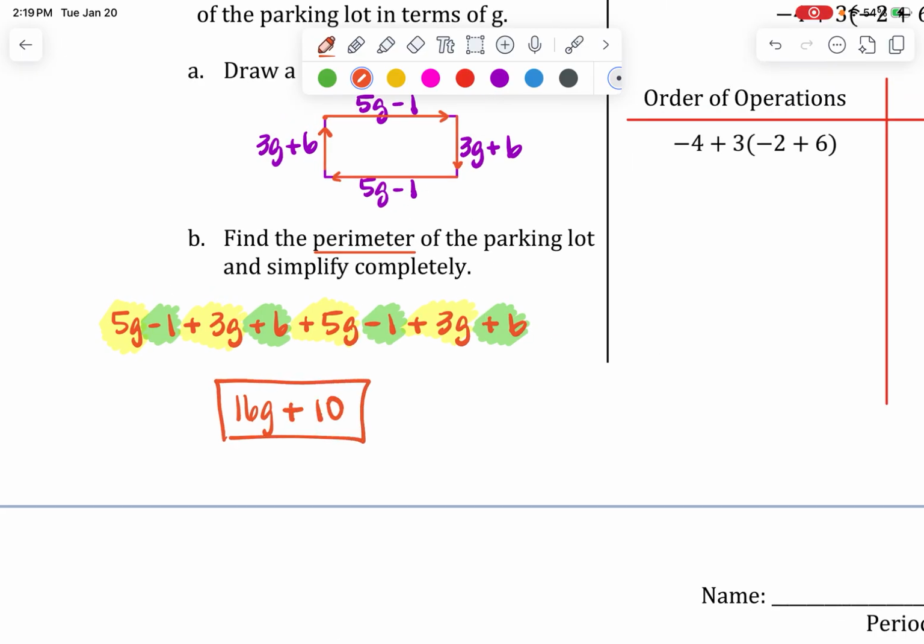And that is the expression that represents the perimeter of our rectangle. Again, I can't actually solve for g because I don't know what the actual perimeter is. If they told me the perimeter was 100, well, then I'm going to throw an equals 100 on the end of this and actually solve. And that's coming up later, right? But for now, that's all I can do.